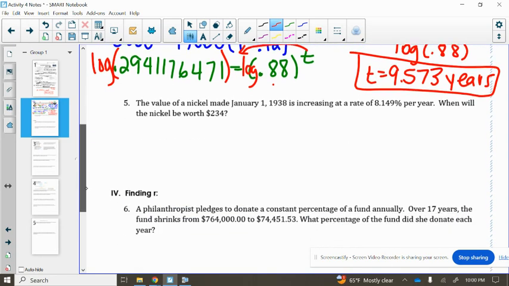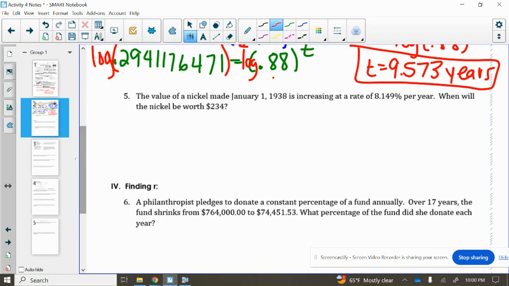All right, number 5 is for you to try. This time you have a nickel. So think about a nickel's starting worth is just 5 cents, and it is increasing at a rate of 8.149% each year. When is our nickel going to be worth $234?